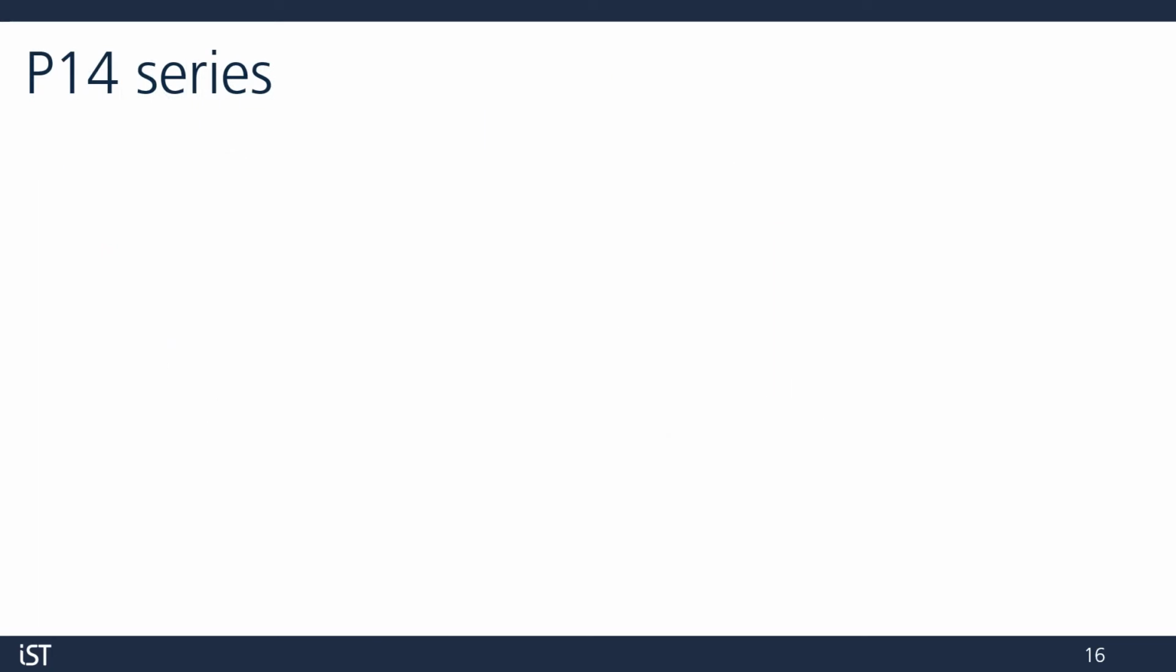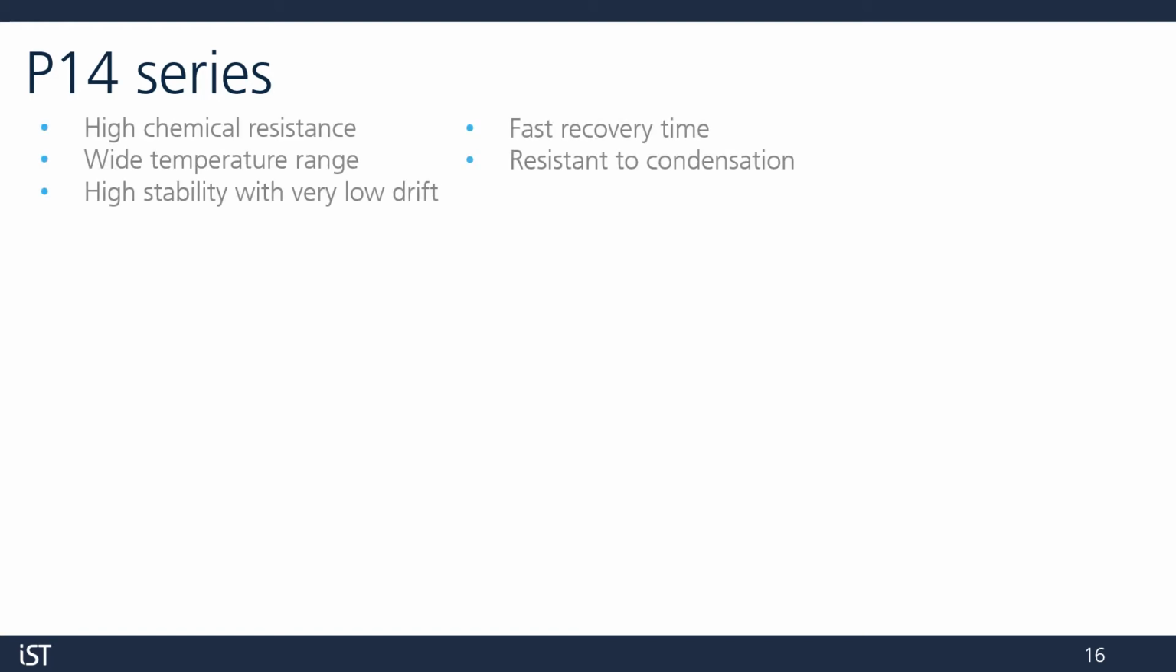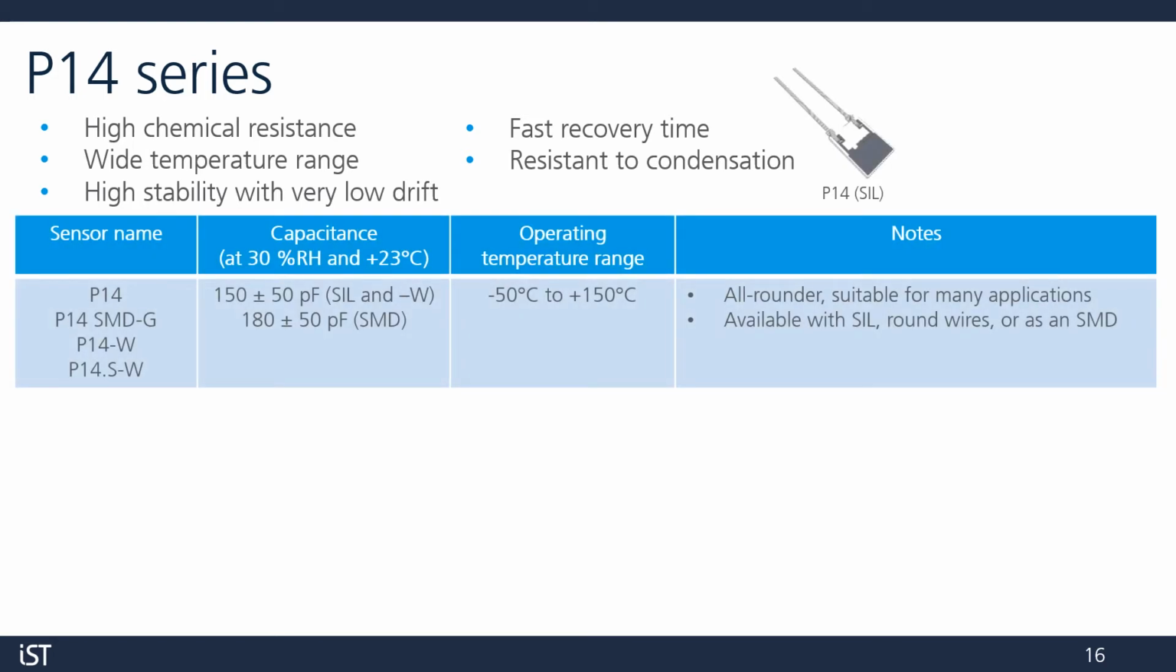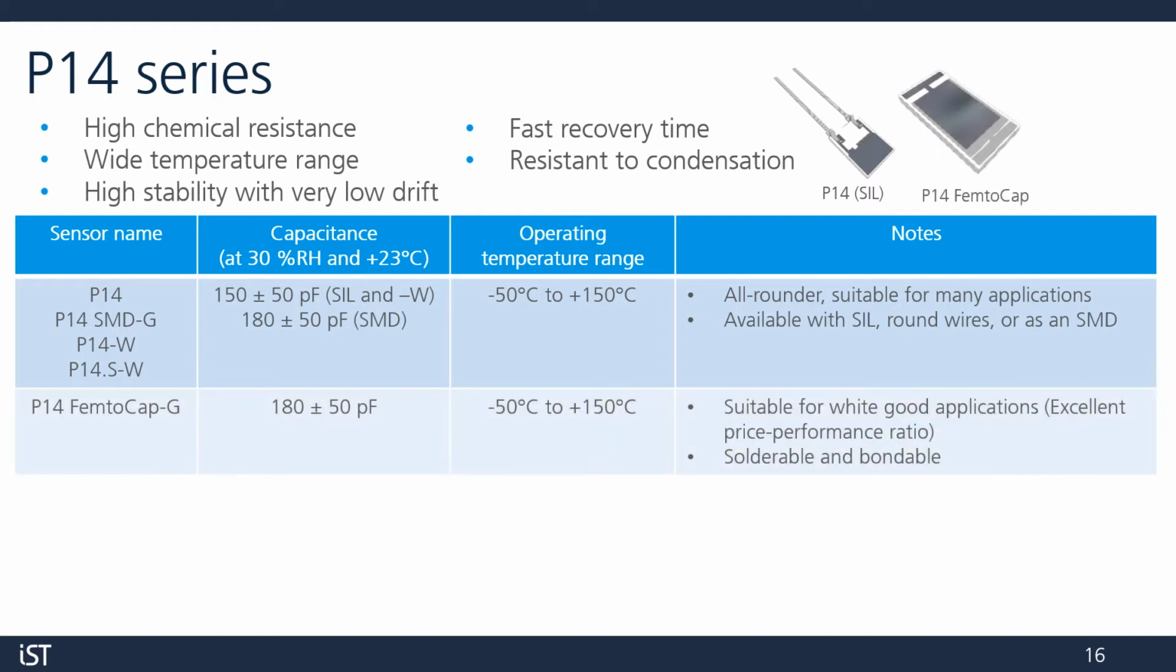Let's take a closer look at the P14 series. These sensors have good chemical resistance, wide temperature range up to 150 degrees C, and fast recovery time. I'll point out a few sensor-specific highlights here. The general P14, available with SIL, round wires, or as an SMD, is our all-rounder, suitable for lots of applications. The P14 femtocap is available as an SMD and is good for white good applications due to its good price-performance ratio.